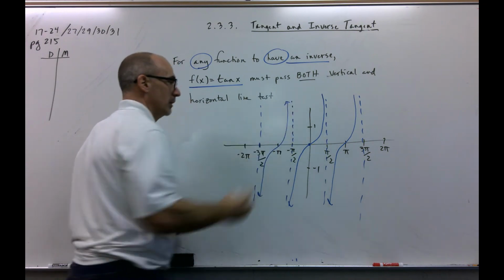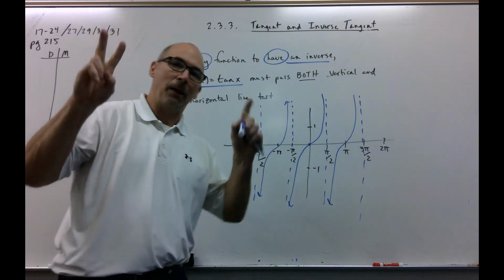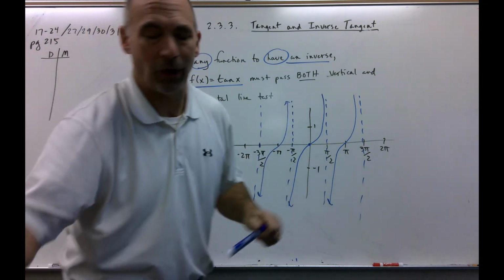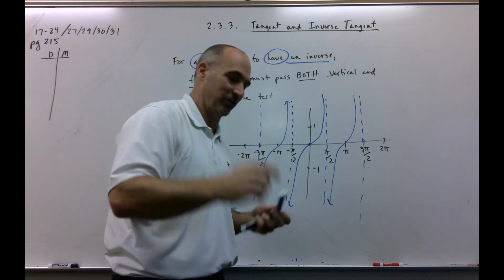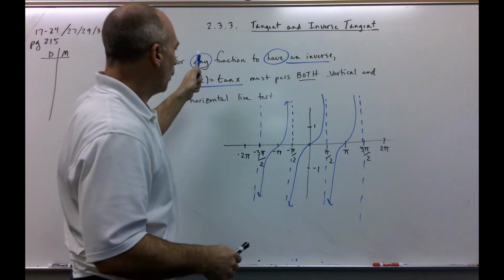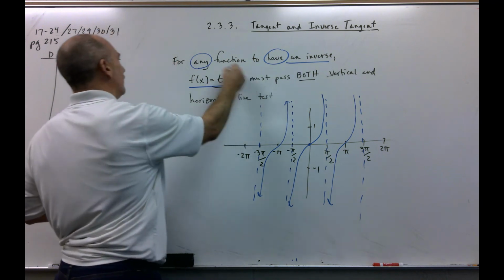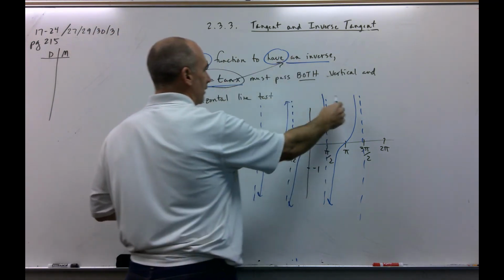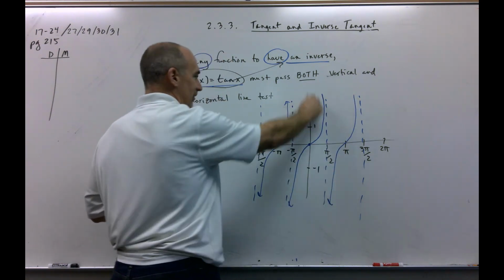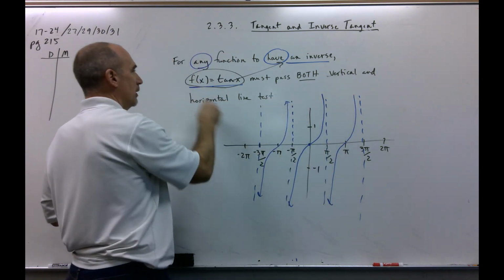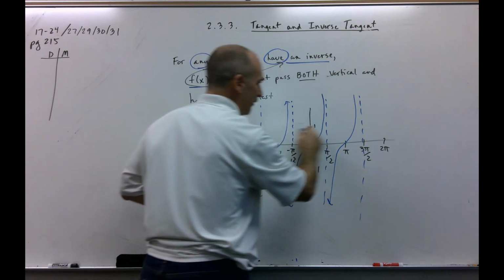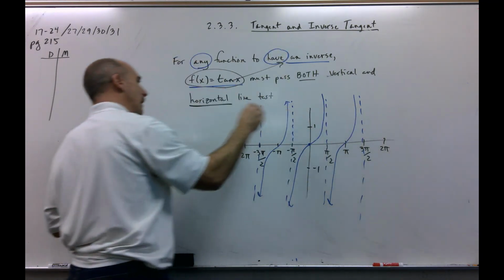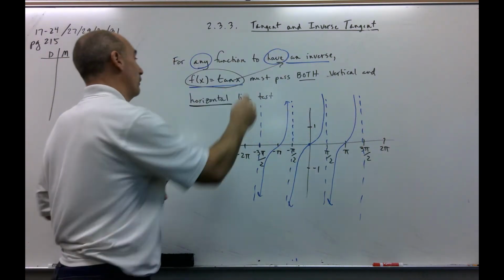So, that should start being a parent function where you see tangent, you go, I know what that looks like, but does tangent have an inverse? Well, if I did the vertical line test here, it passes, it passes, it passes. With the horizontal line test, it fails because it would hit in an infinite number of places, so it failed.